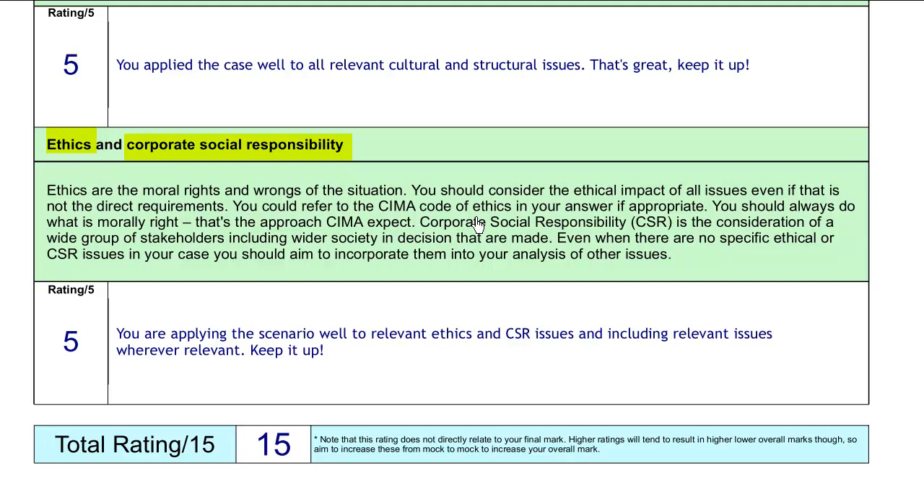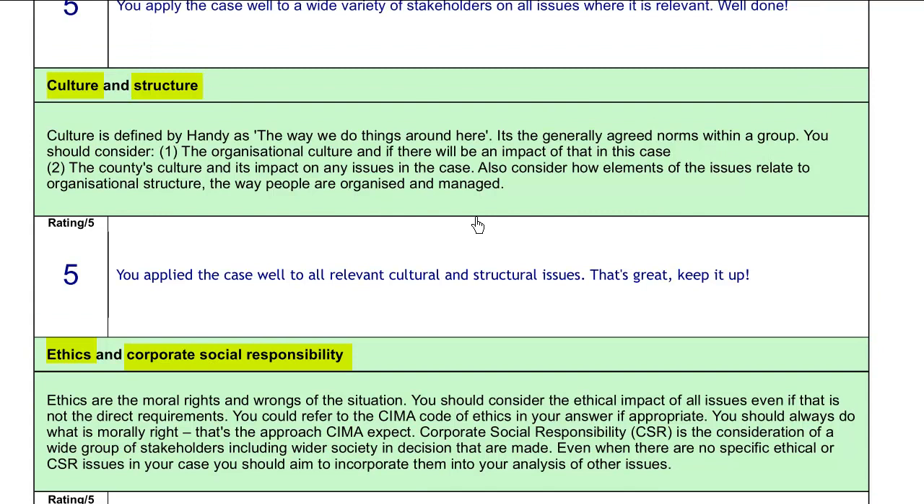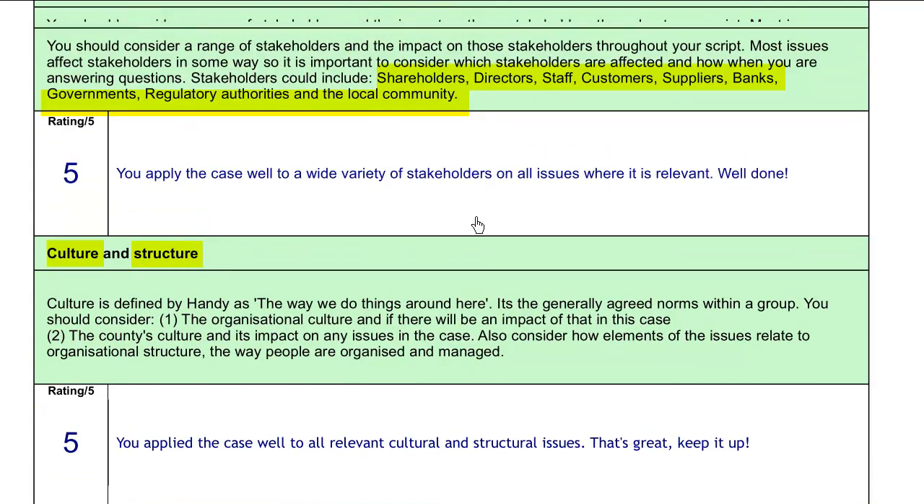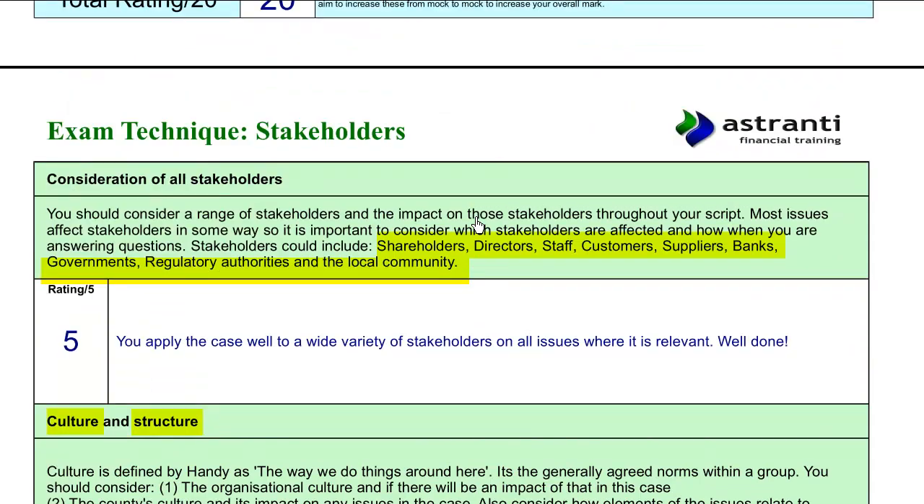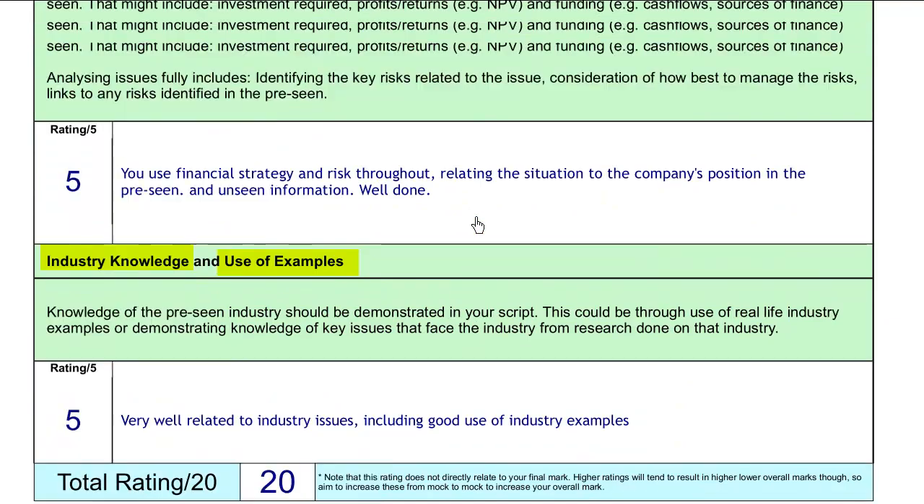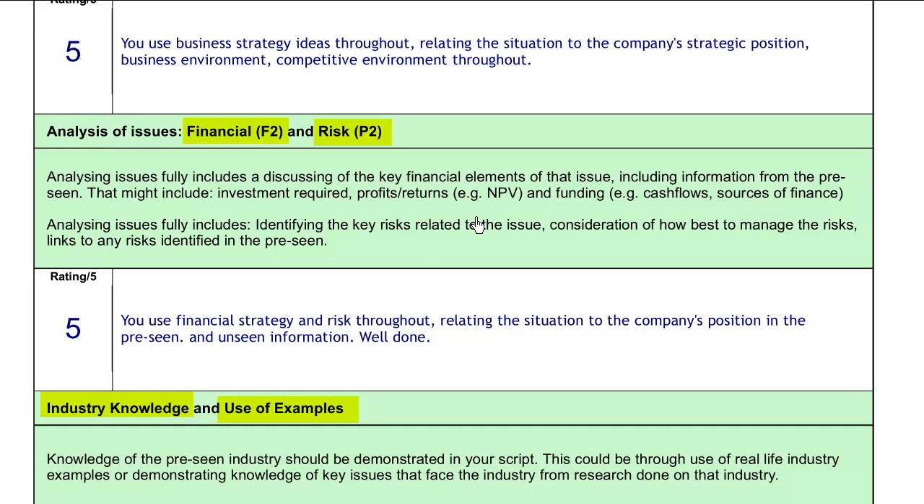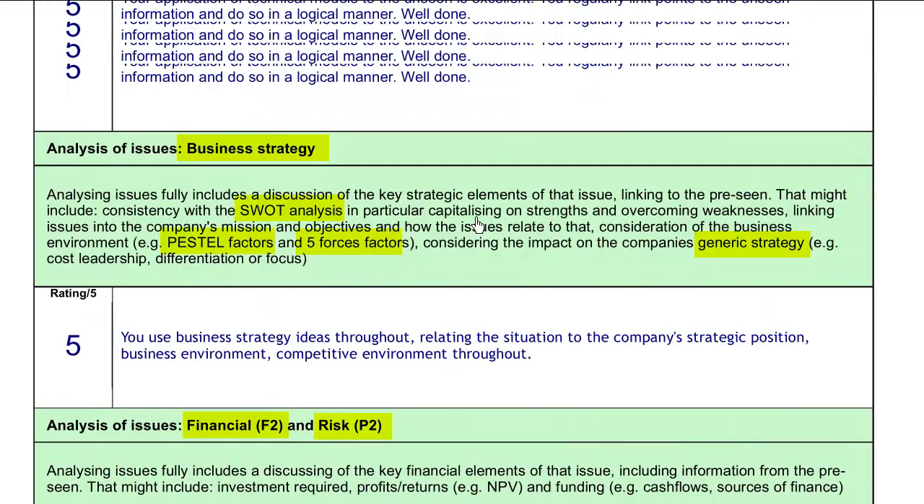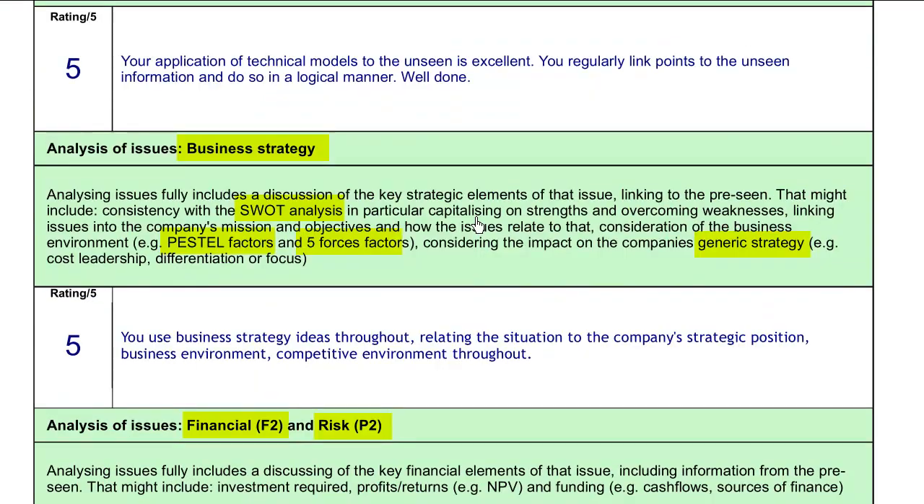But there's very often, even when you're not asked a specific ethics question, you're just analysing an issue. You can see my question was, what are the advantages and disadvantages of outsourcing? And yet I've been able to talk about an ethics issue. I've been able to think about how it affects the culture and the structure. I've been able to consider different stakeholders. I've also been able to think about industry examples, the financial risk impacts. I've been able to think about the strategic. So you can see this is like a checklist of points.